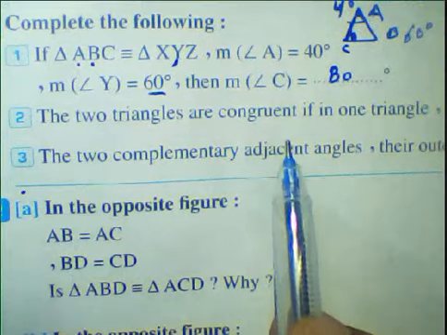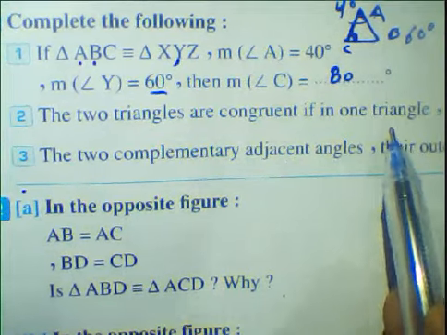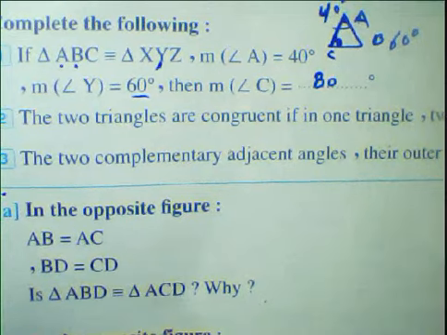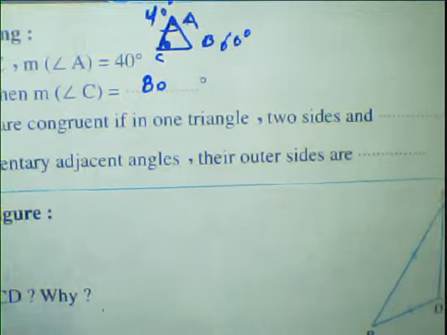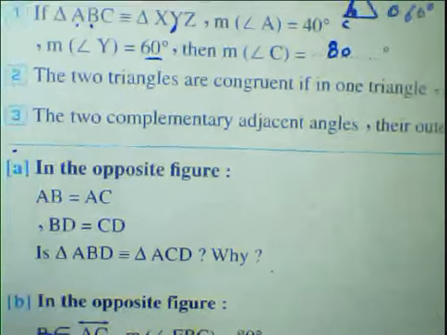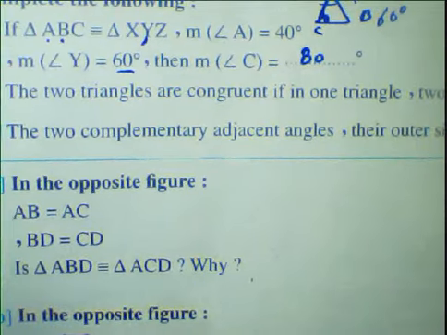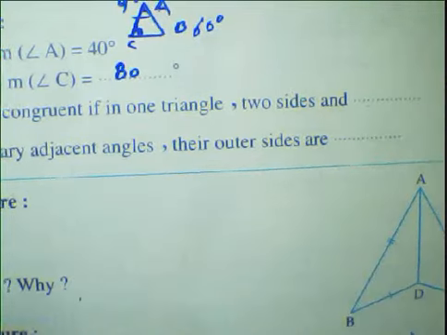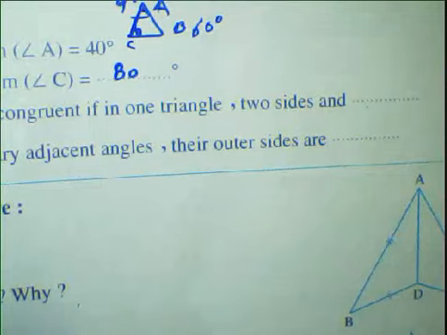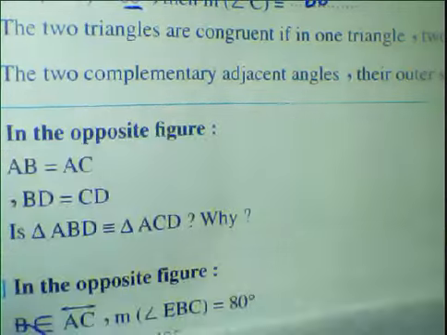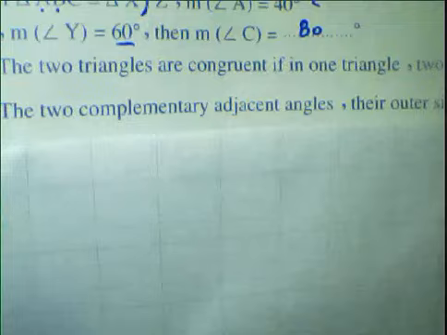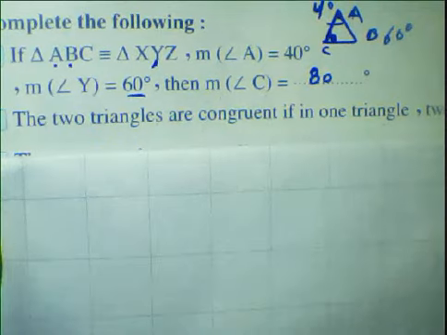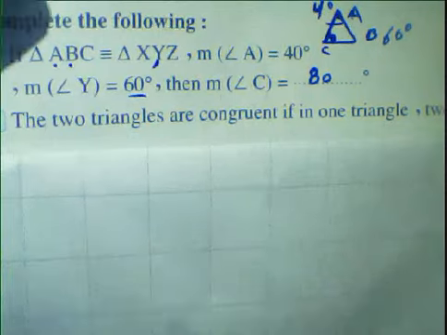The two triangles are congruent if in one triangle two sides are equal in length. Again, the two triangles are congruent if in one triangle two sides are equal in length. Look at with me, I will draw here two triangles. If the two triangles are congruent, we have three sides and three angles.